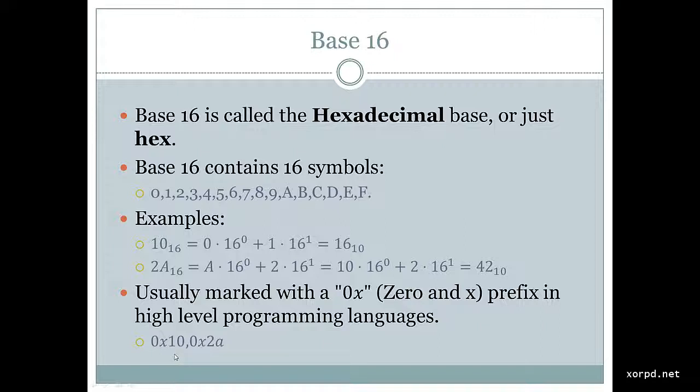Some examples of such representations would be something like 0x10 or 0x2a. Surprisingly, in assembly, this is not the usual notation, the 0x. There is some other notation.